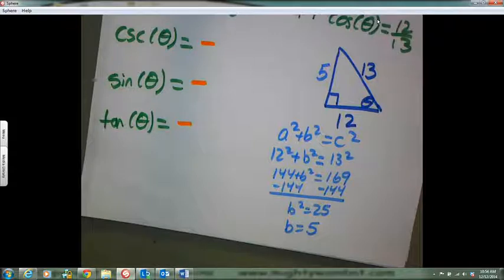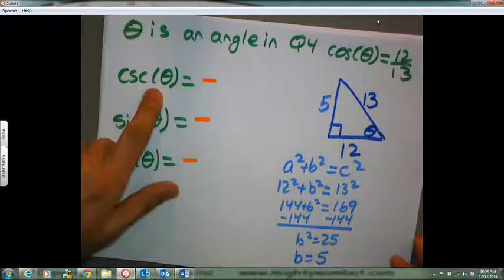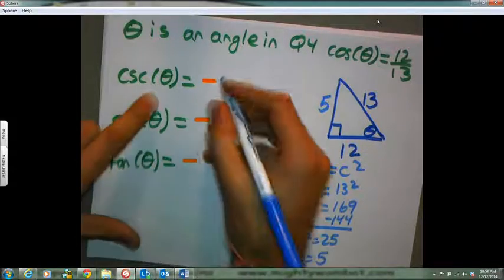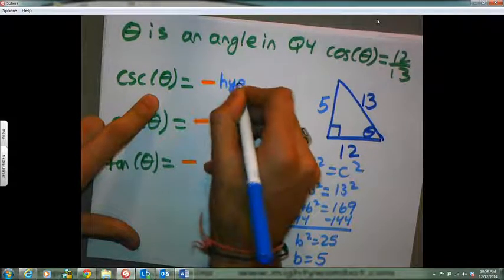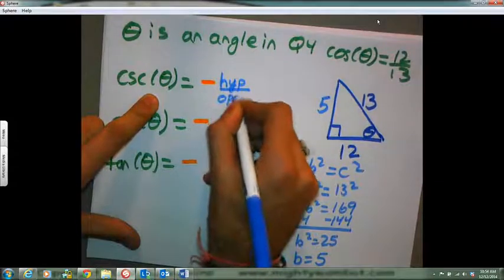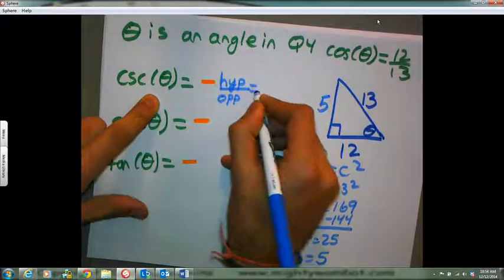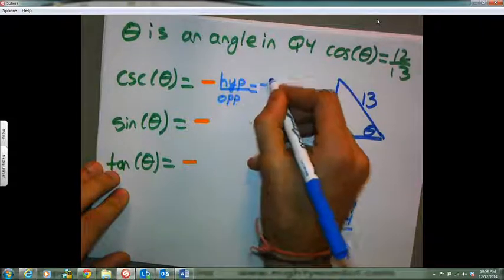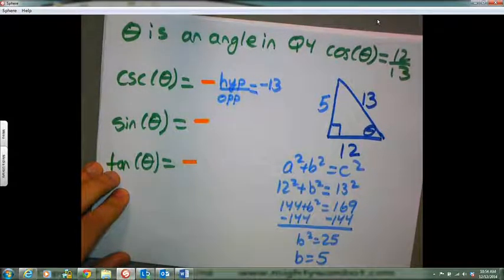Questions on the triangle? So now I'm in great position to answer these questions. They want cosecant of theta. Cosecant we know is 1 divided by sine. Sine is opposite over hypotenuse, so since it's the reciprocal, this must be hypotenuse over opposite. Here's my hypotenuse, negative because of the quadrant. Opposite is 5.